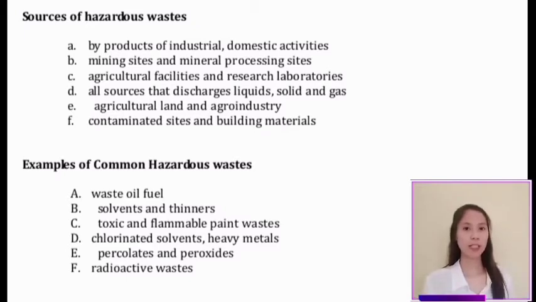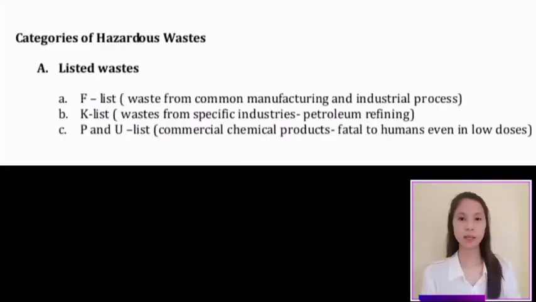Examples of common hazardous waste. Number 1, waste oil effluent. Number 2, solvents and thinners. Number 3, toxic and flammable paint waste. Number 4, chlorinated solvents and heavy metals. Number 5, perchlorates and peroxides. Number 6, radioactive waste. There are 4 categories of hazardous waste.